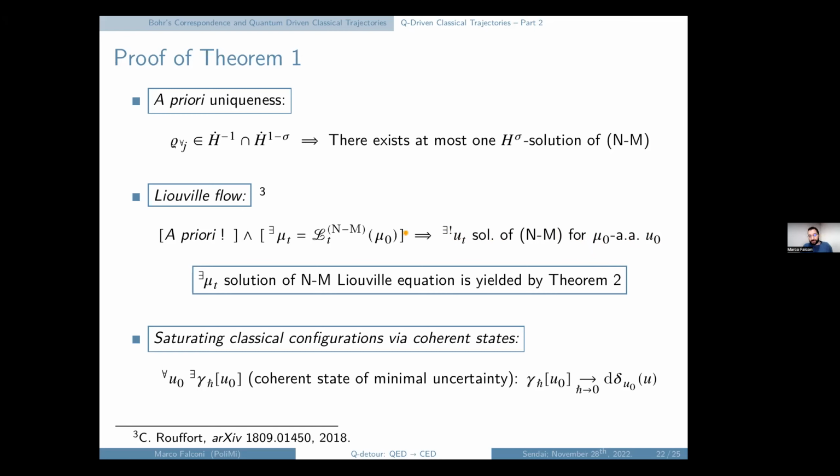And this result of implication here is given in this very nice paper by Clément Roufort, a former PhD student of Ziad Ammari, in this reference that is here.